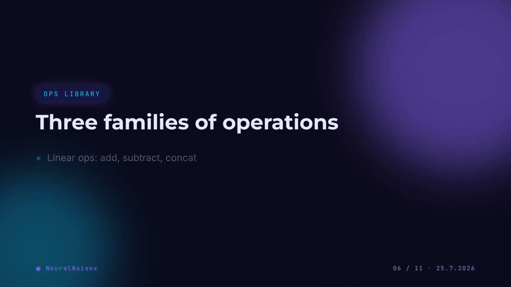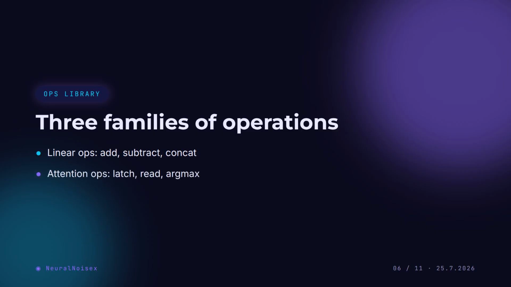Every operation compiles down to concrete weights living in attention heads or rows of FFN sublayers. The ops come in three families. Linear operations include add, subtract, and concat. Attention operations let you latch a value at a marker position, read a fixed offset back, or compute argmax and argmin over positions. Nonlinear operations include compare, select, and multiply.